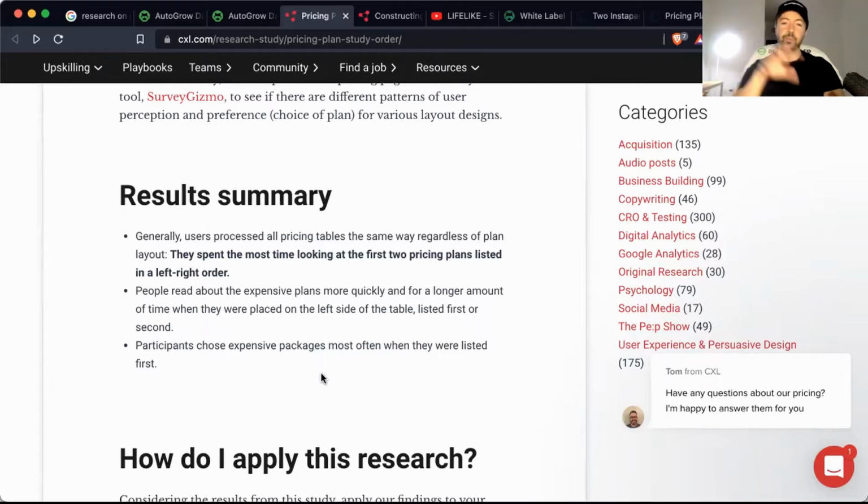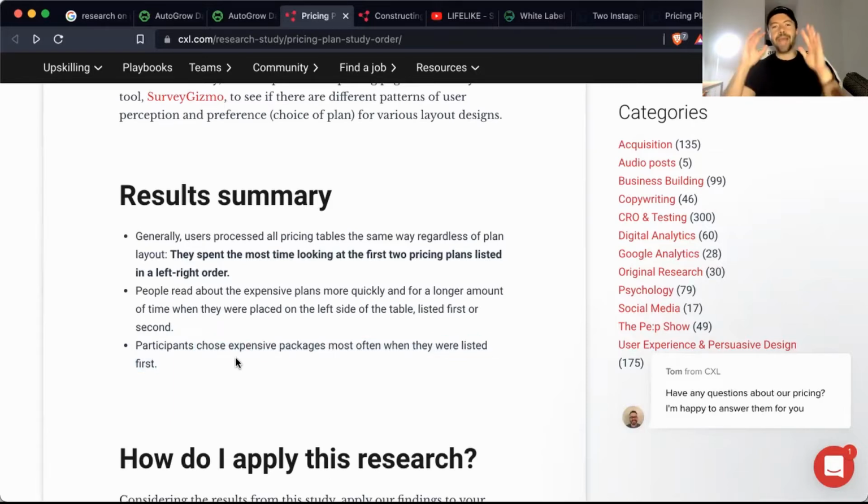So to me, it always made sense. You put the highest price first because it's price anchoring, and in terms of contrast, the higher price makes the least expensive option seem even more affordable. What they found here was that, okay, that is the best way to do it because the participants in this study, they did a pretty in-depth study on this, chose the expensive packages more often when they were listed first.